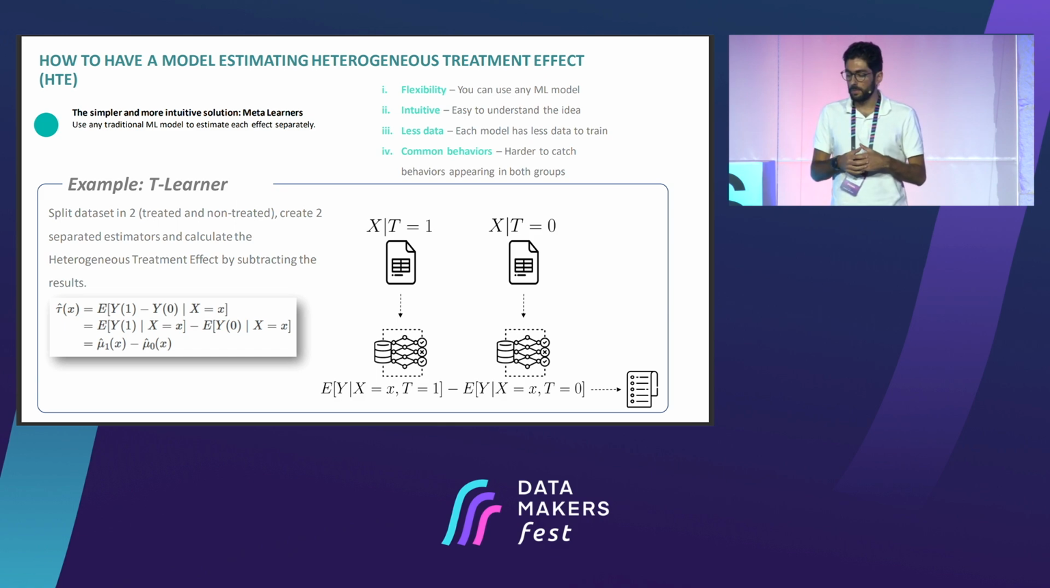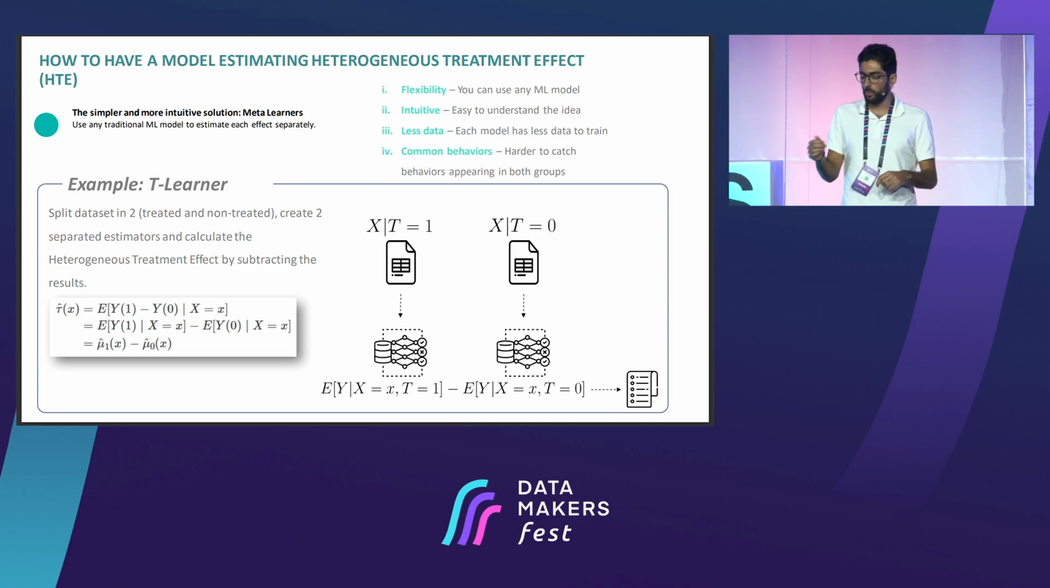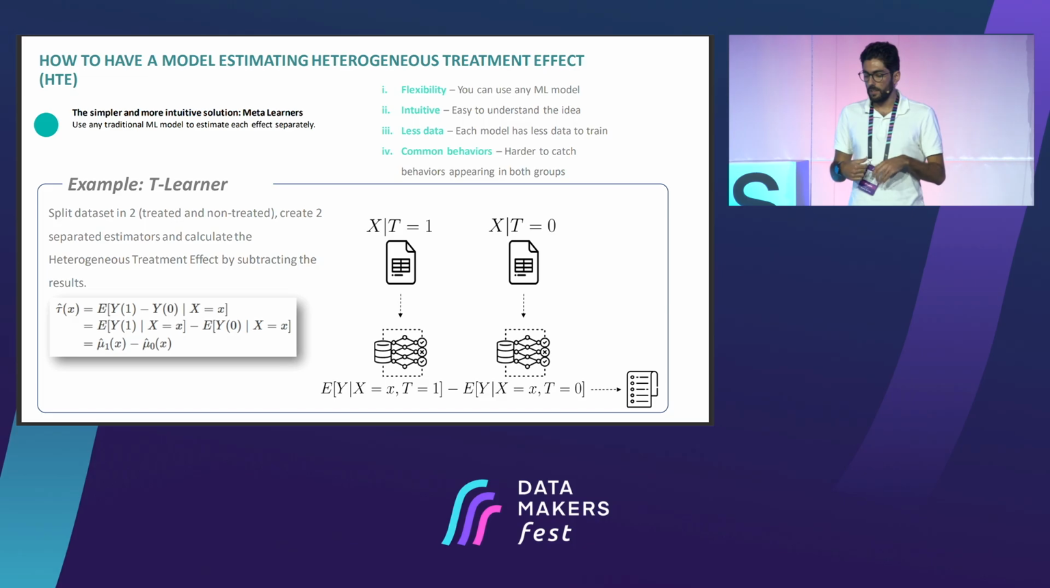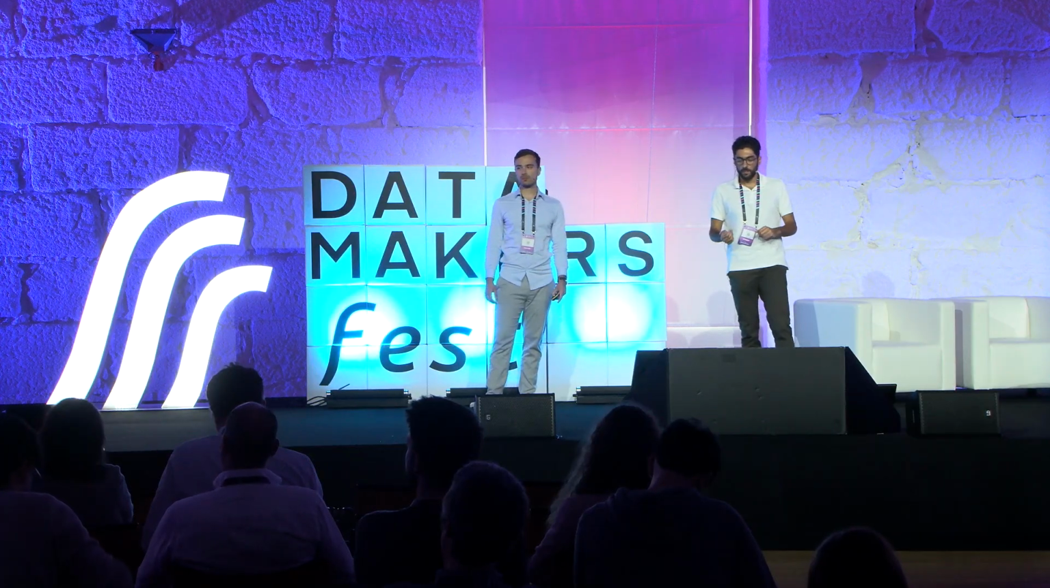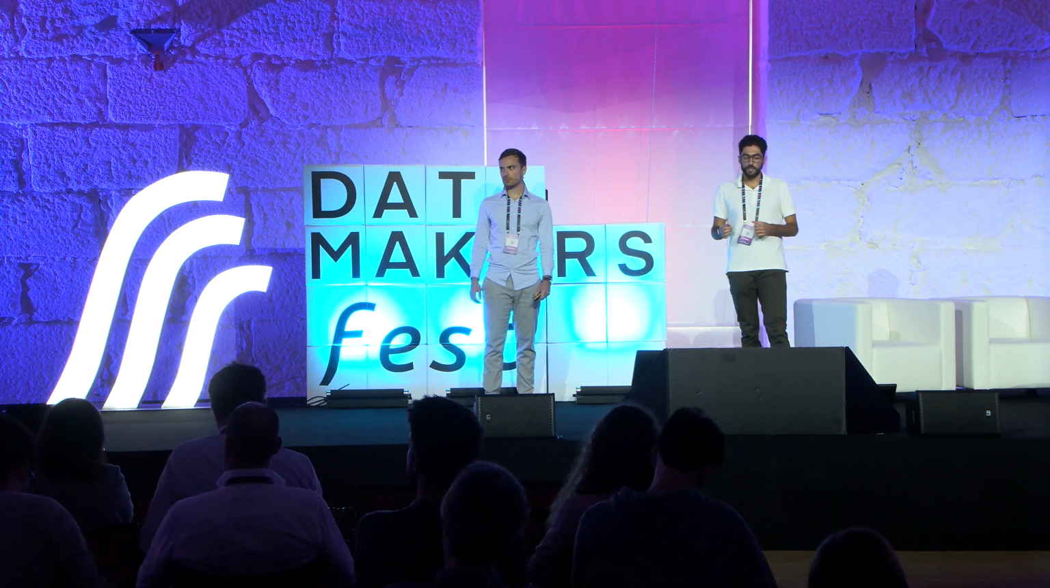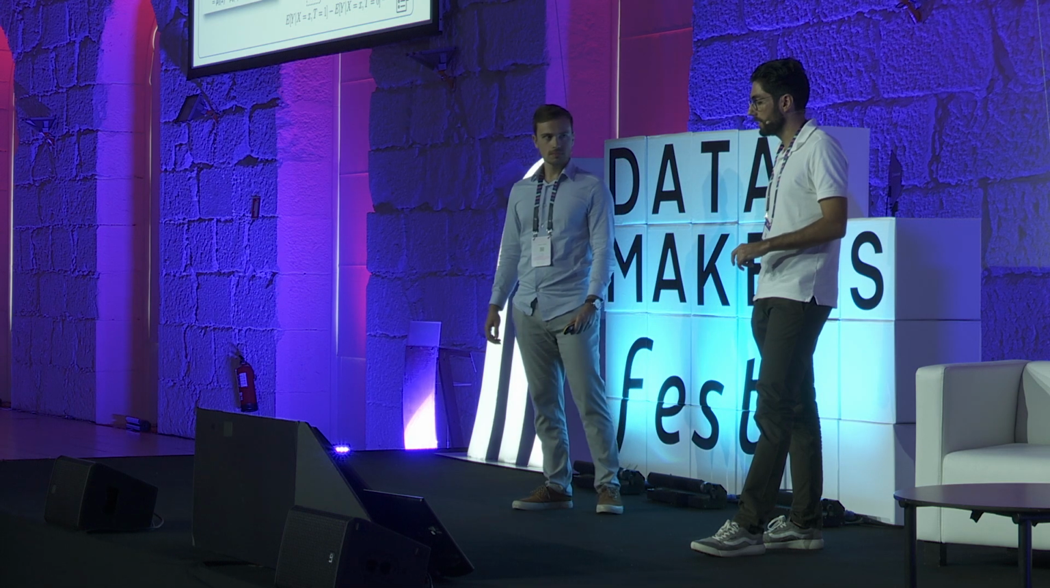This kind of approach has the advantage of being very flexible, because you can use whatever model you want. If you want to have a deep learning model here, you can use it. It is very easy to understand the idea behind it, however, it has some drawbacks. Mainly, we have less data to train because we are splitting the data set in two. And as well, because we are using less data, there are some behaviors that can be appearing in both groups that can be hard to catch because we are training with less data, and the model cannot learn those patterns.